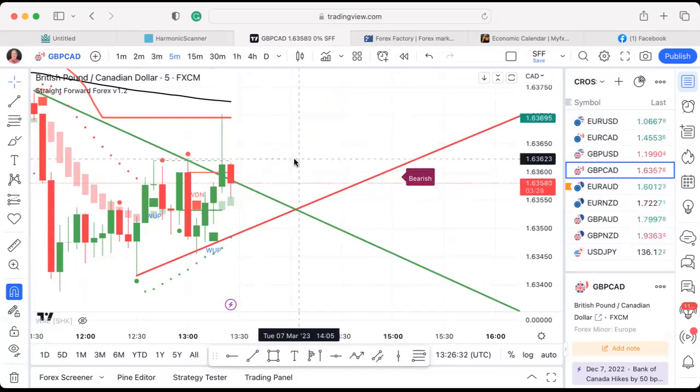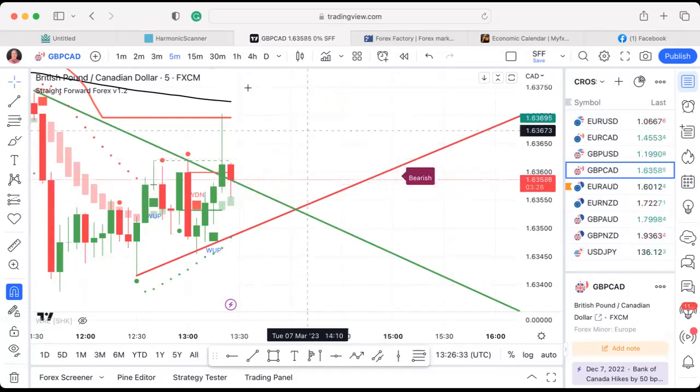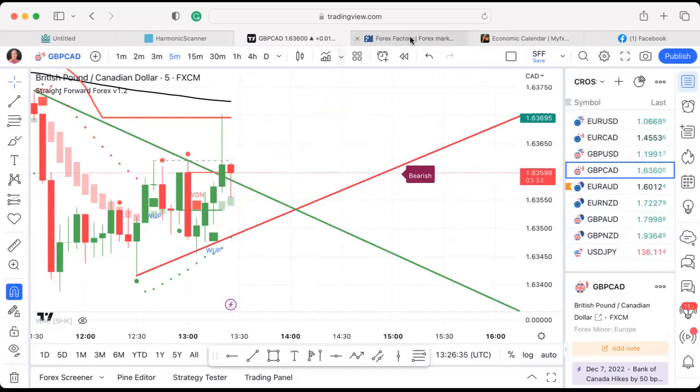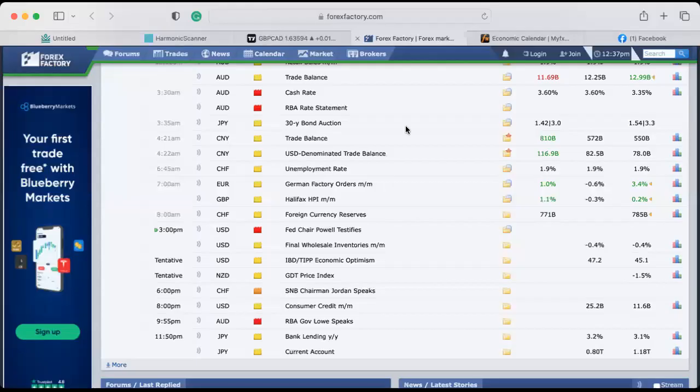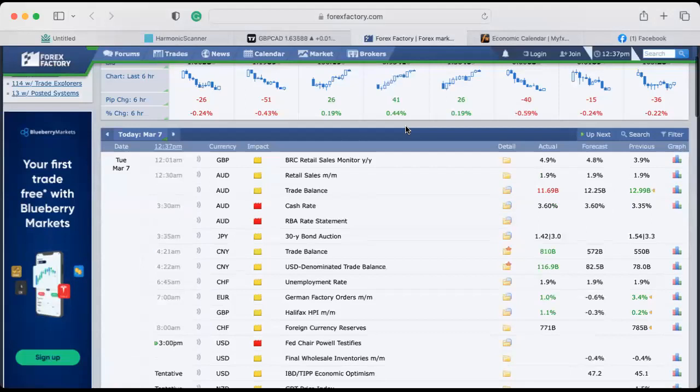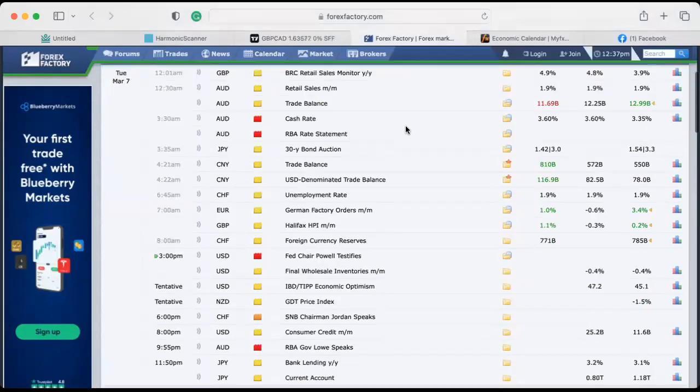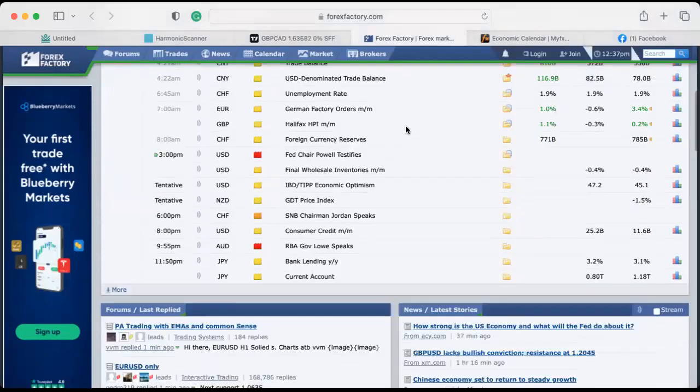It's not even 1:30, which reminds me I need to look at the news. I should have looked at the news before I started. Forex Factory is showing no news for either US dollar or Canadian dollar until 3 p.m. There's some high impact news. It's a speech, or it's a testimony from Fed Chair Powell.